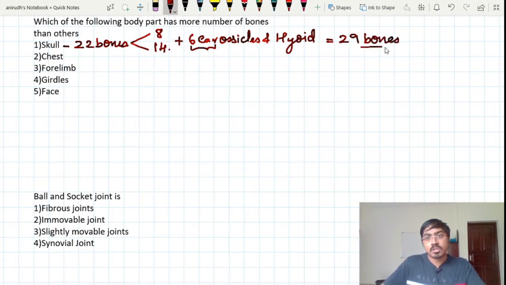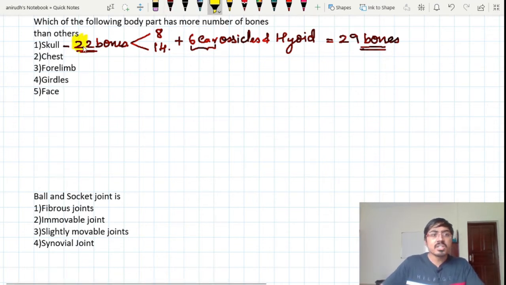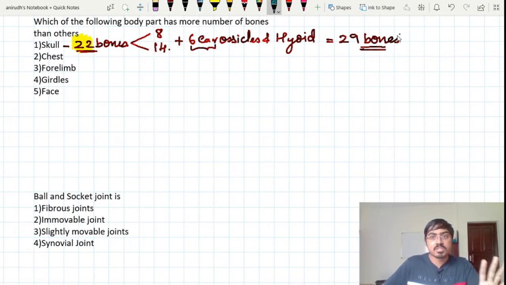But in the textbook, totally they have just written 22. Actually it is 29. So remember 22 for the exam. Or even if you remember 29, it is okay for solving this question. But in the exam, if they are asking you the number of bones in skull, obviously 22 is what is written there. Now chest, we'll see. This is the number of bones that we have now got here.